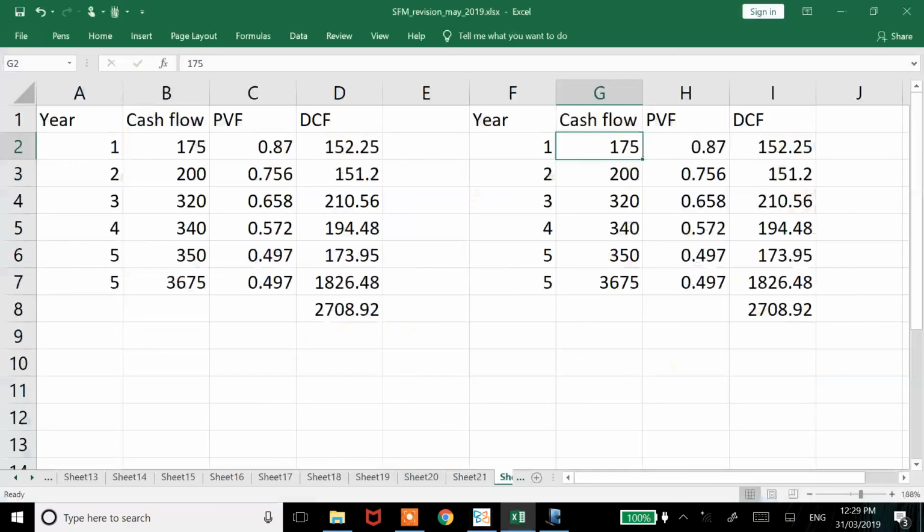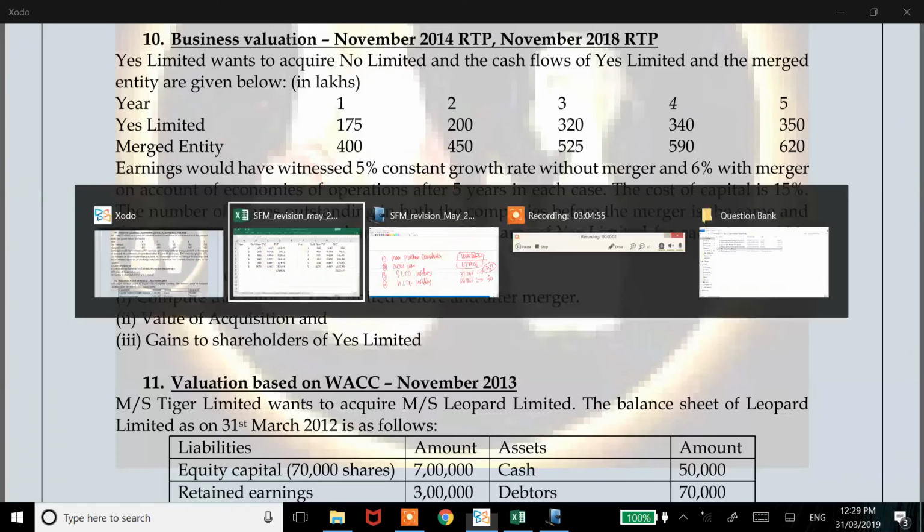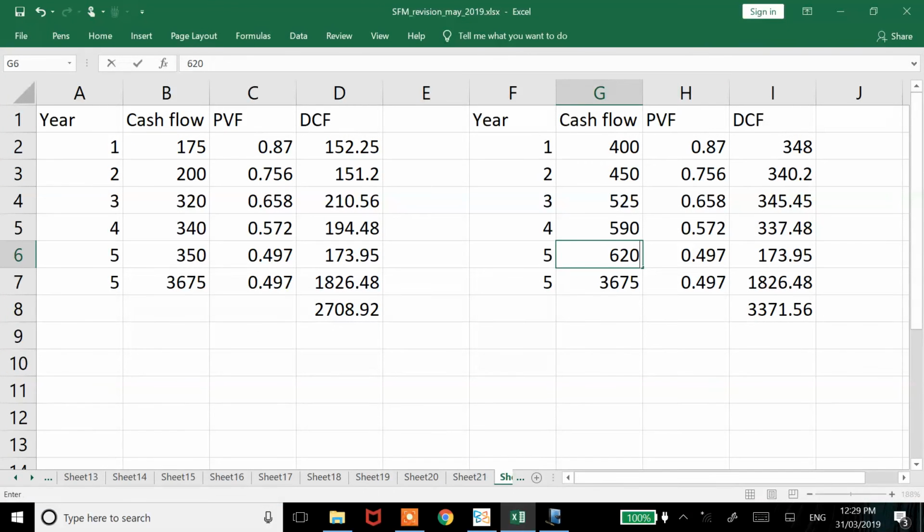When it comes to merged, 400, 450, 525, 590, 620, and then the growth changes here. It becomes 6% and the denominator will become 9%. The growth changes to 6% and the denominator becomes 9%. And accordingly we get a value of 5308. So the only important point is please pay attention to the perpetuity valuation part.